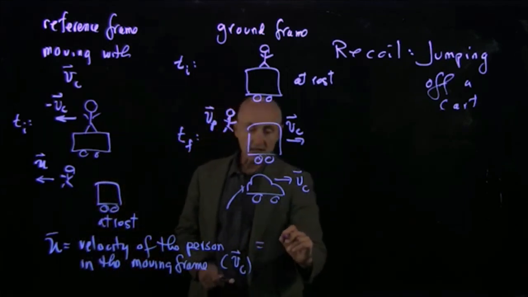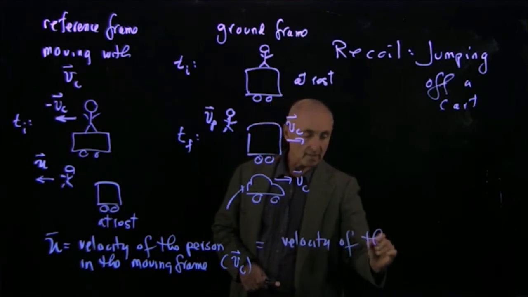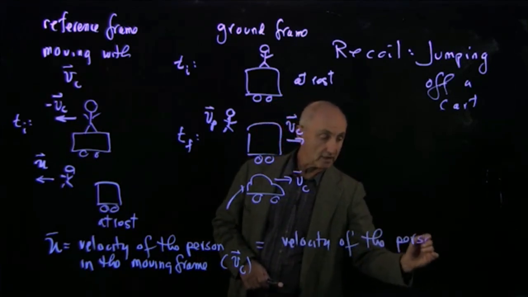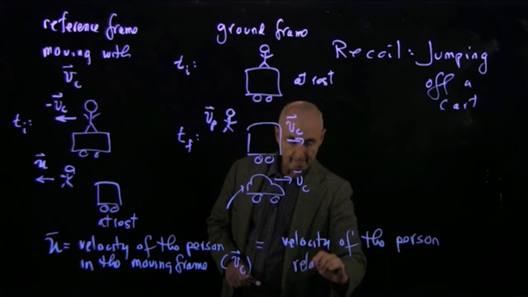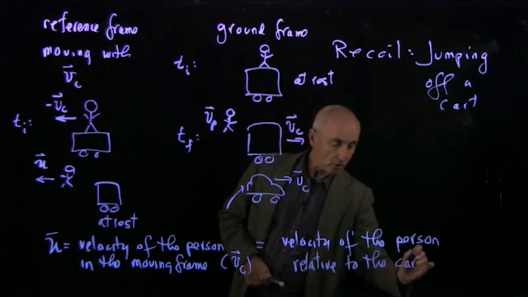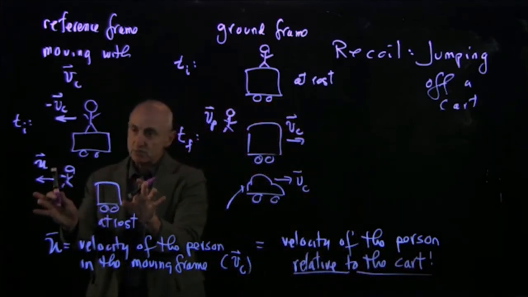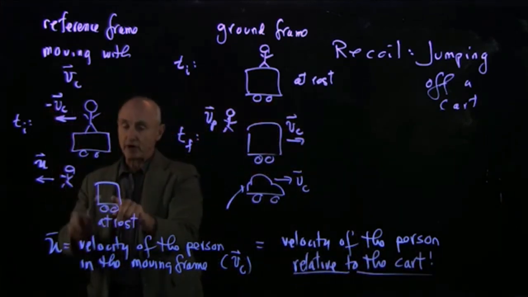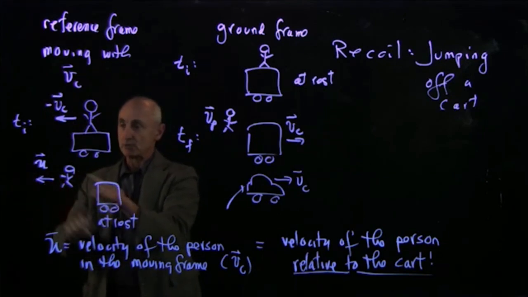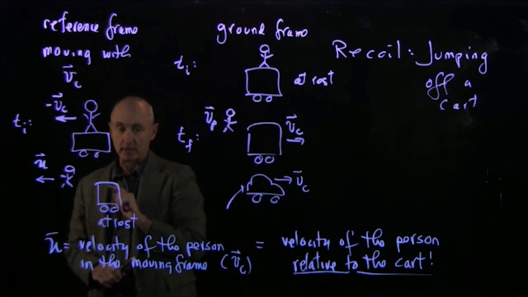Sometimes we call this the velocity of the person relative to the cart. What does that word relative to the cart mean? Well, you can see in this picture, in this moving frame, the cart is at rest and the person jumps with the speed u, velocity u, relative to the cart.